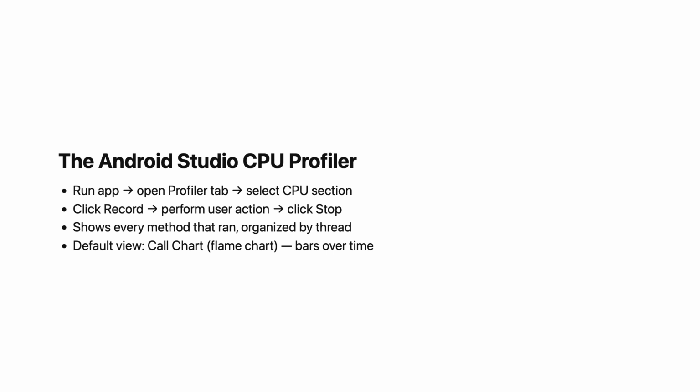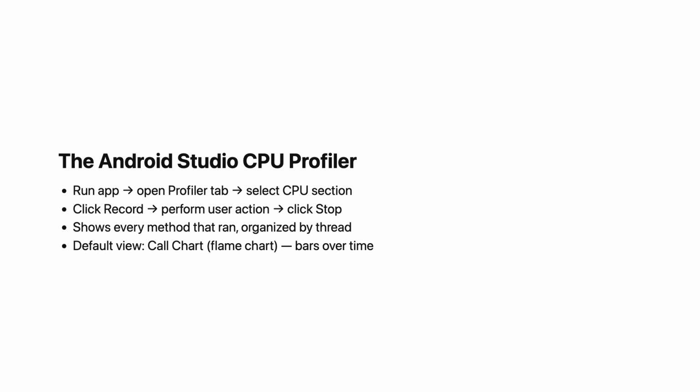This trace contains every method that ran during your recording, organized by thread. You can see the main thread, background threads, coroutine threads, everything. The default view is the call chart, which shows method calls as horizontal bars stacked by call depth, laid out over time. This is your flame chart. Let me teach you exactly how to read it.